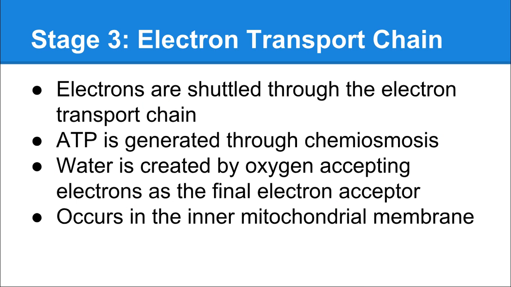So the last stage is called the electron transport chain, and electrons are shuttled through the electron transport chain. So remember, they're dropped off by those carriers. Remember, we said NADH and FADH2 were our electron carriers. They're going to be dropped off. And this is where ATP is generated by something called chemiosmosis. Don't necessarily need you to know what this is. Water is created by oxygen accepting electrons as the final electron acceptor, and it occurs in the inner mitochondrial membrane.